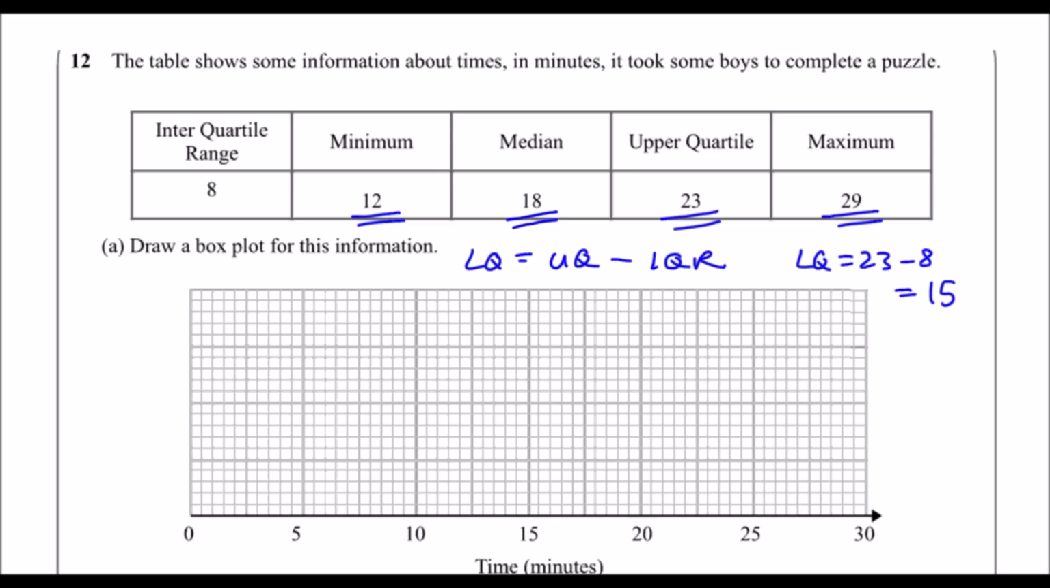So draw a box plot. So we want a line for the minimum, a line at 12. So each two little boxes is going to be a 1. So that's 11, 12. So a line at 12. The lower quartile is at 15. A line at 15. Median at 18. So that's 19, 18. Upper quartile is at 23. So 24, 23. And the maximum is at 29. So two little boxes back from 30. We draw a box around the lower quartile, median and upper quartile. And we draw lines out to the lowest and the highest. So there's our box plot.